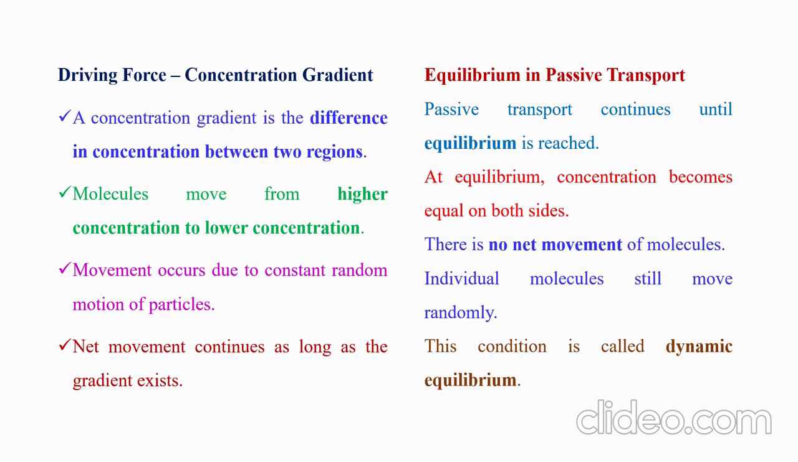Passive transport continues until equilibrium is reached. At equilibrium, the concentration of the substance becomes equal on both sides of the membrane and there is no net movement of molecules. However, individual molecules continue to move randomly. It is only the overall balance that remains stable. This state is known as dynamic equilibrium.